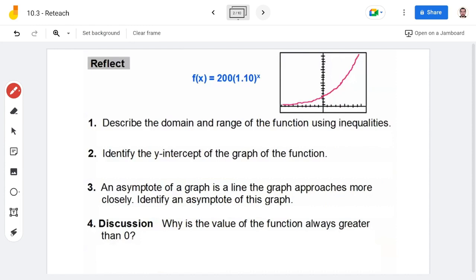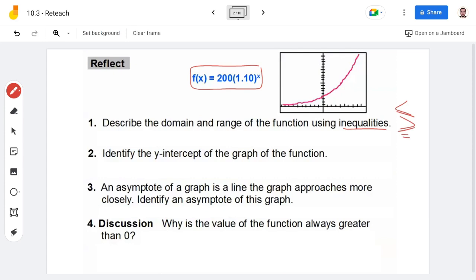First, let's do some reflection on this graph here. Now, I have the function. This is the exponential function. F of x is equal to 100 times 1.1 to the power of x. Now, question number one. Describe the domain and the range of the function using inequalities. You know that inequality means bigger than, smaller than, or equal to, or greater than or equal, less than or equal. It depends.